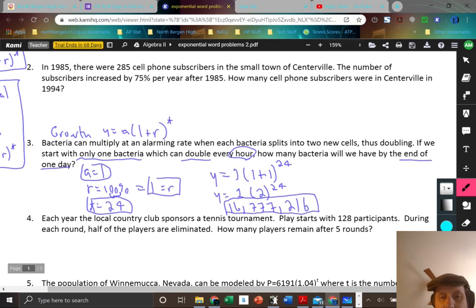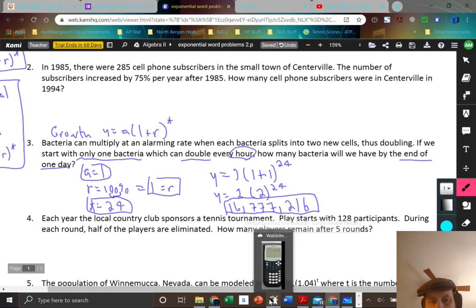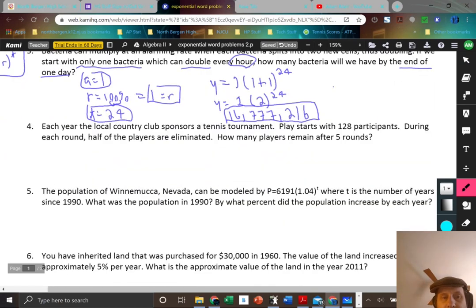All right, there it is. All good. So that's how many bacteria we'll have within 1 day. It's a huge increase, but that's what happens with bacteria. Okay, let's take a look at another one.